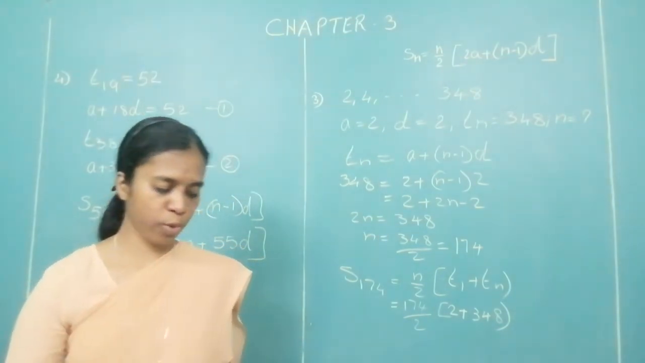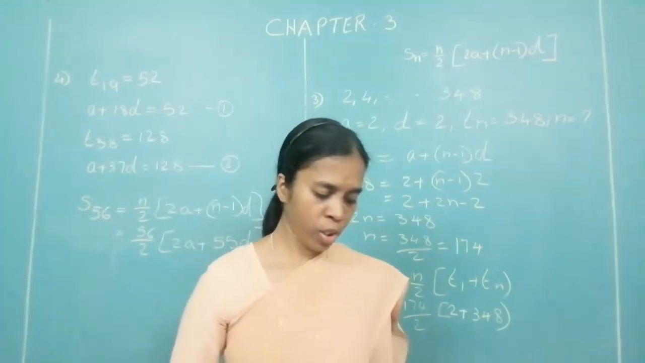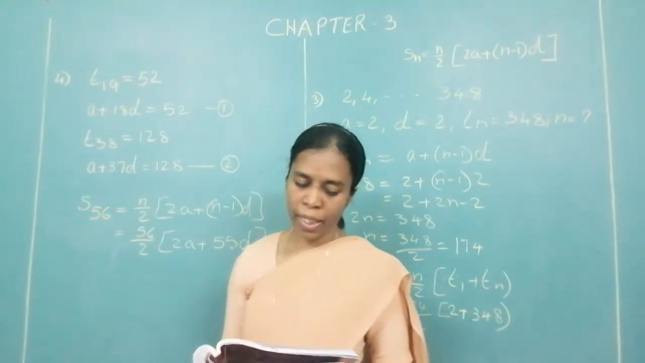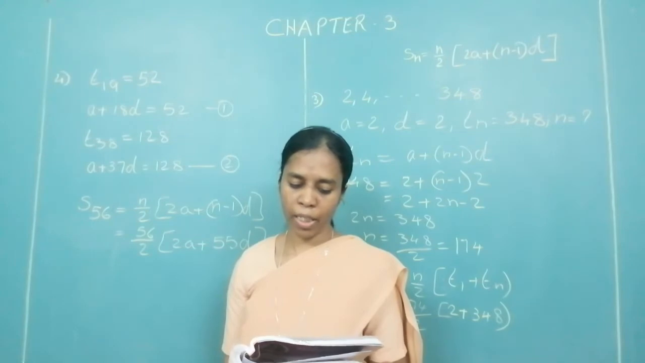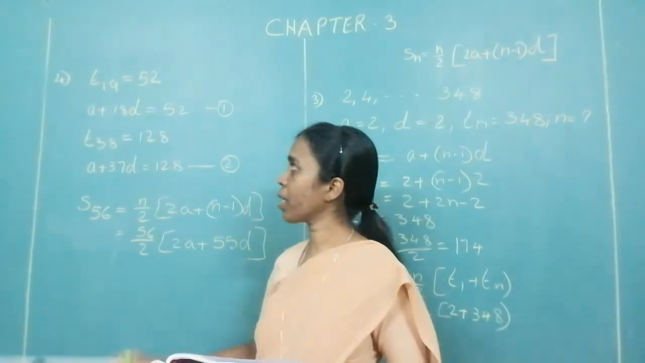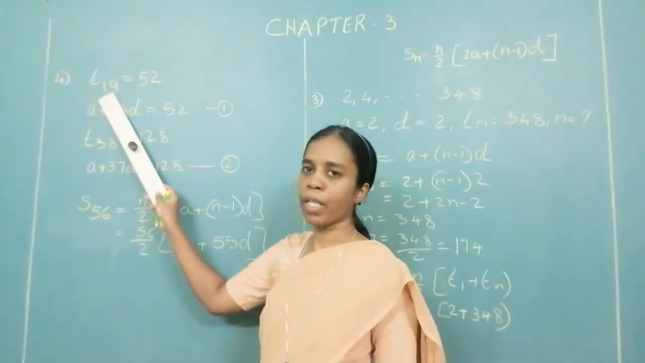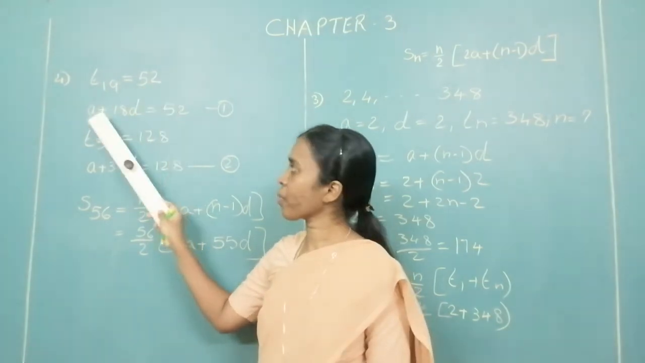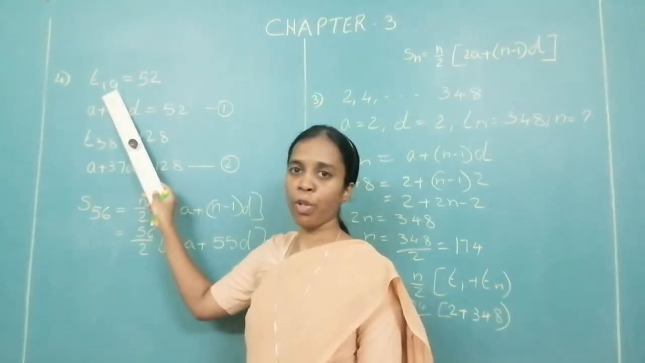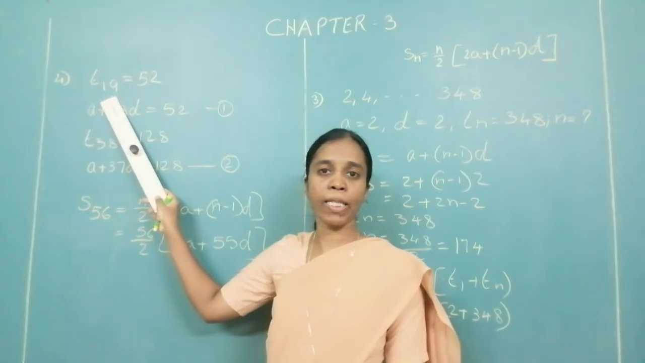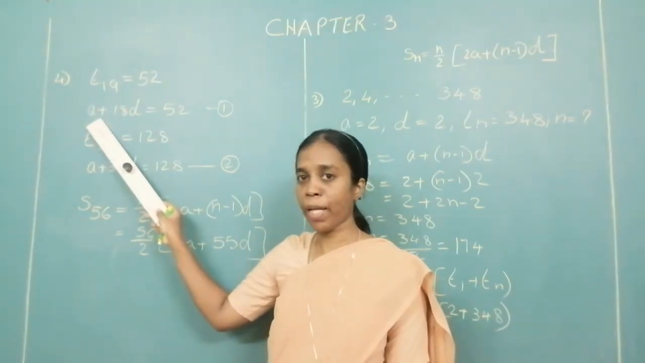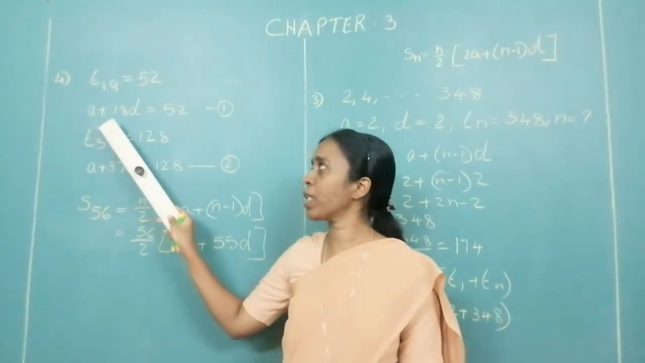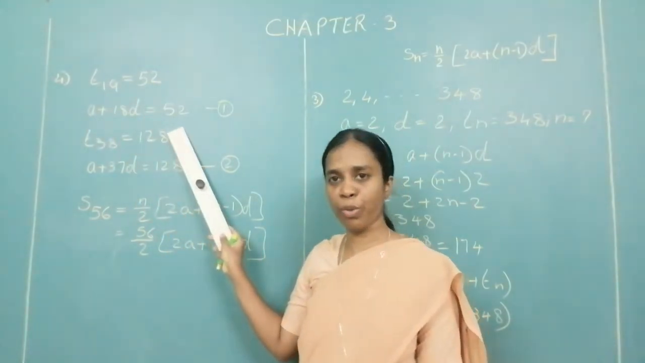Question number 4. In question number 4, in an AP, 19th term is 52 and 38th term is 128. T19 is 52. T19, what is the formula for T19? A plus N minus 1 into D. A plus N minus 1, 19 minus 1, that is 18, D is equal to 52.